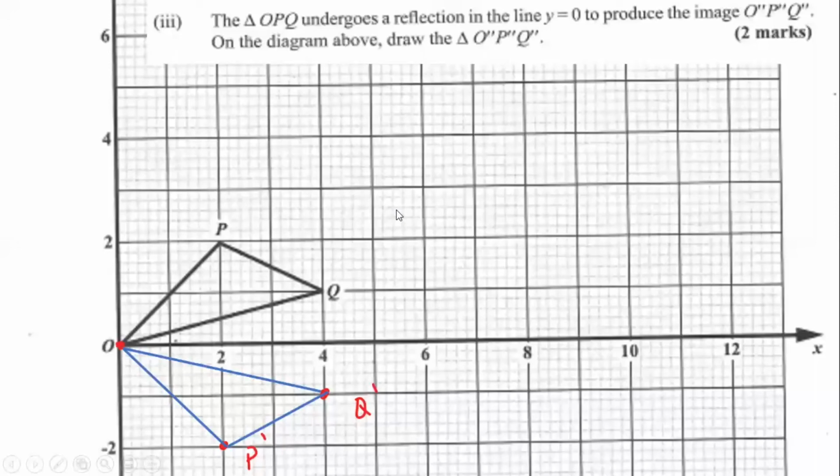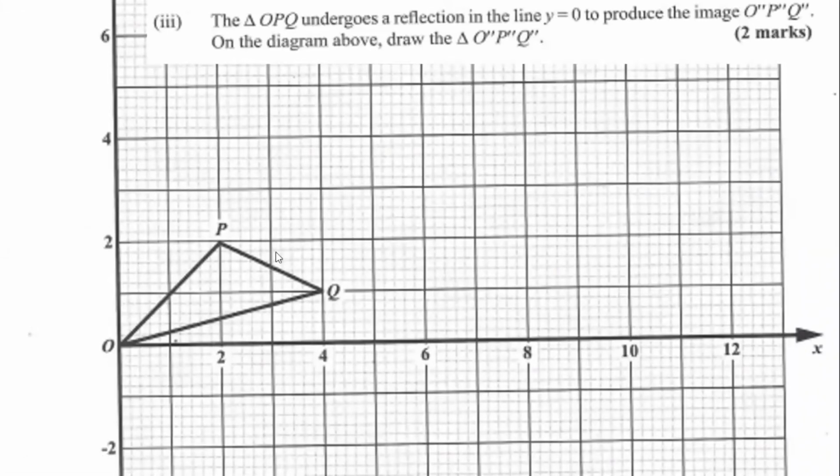And that is it. So going again now from the top, the question is triangle OPQ undergoes a reflection in the line y equals 0. It is along this line that y is equal to 0, which is the x-axis. And that is how we will produce our image that we are interested in.